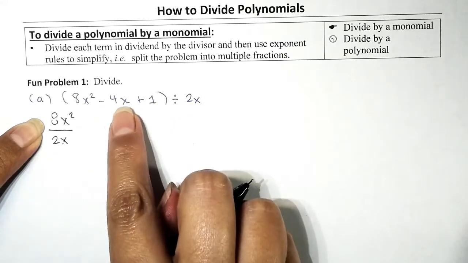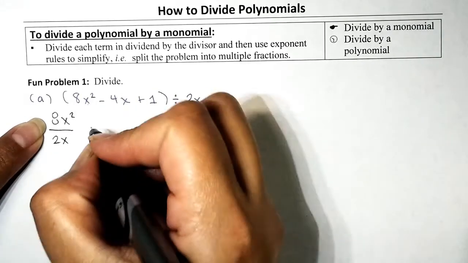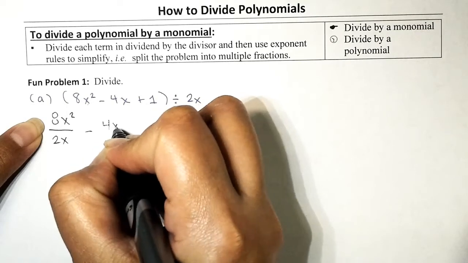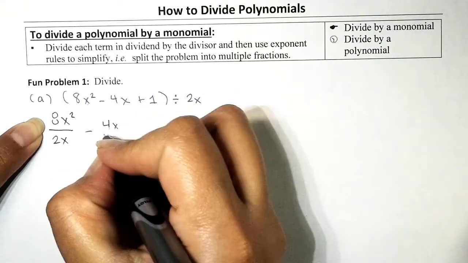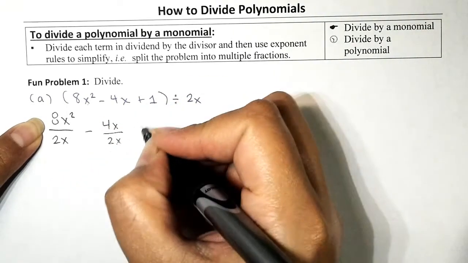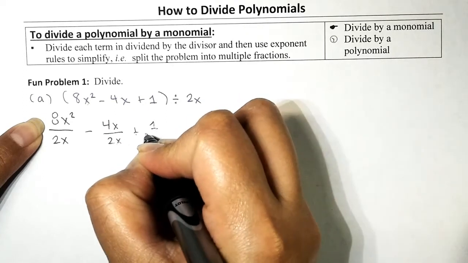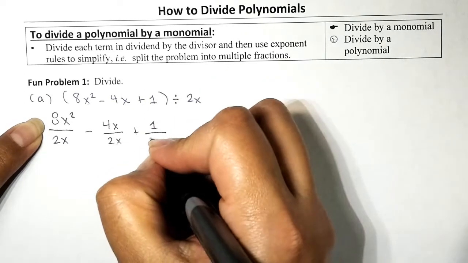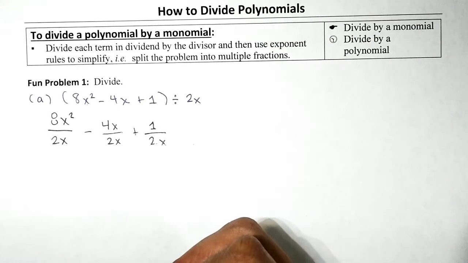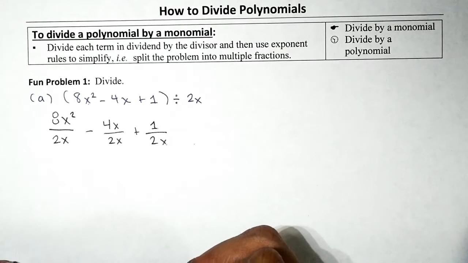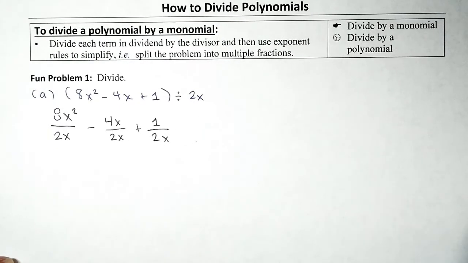Then we have minus 4x. So let's go ahead and split it up. Minus 4x. What's going on with it? We're going to divide it by 2x. Then we're adding 1, so plus 1. And then what's going on with the 1? We're dividing by 2x. So in short, if you're only dividing by a monomial, let's go ahead and split it up. And then we're going to use the exponent rules to simplify each fraction.